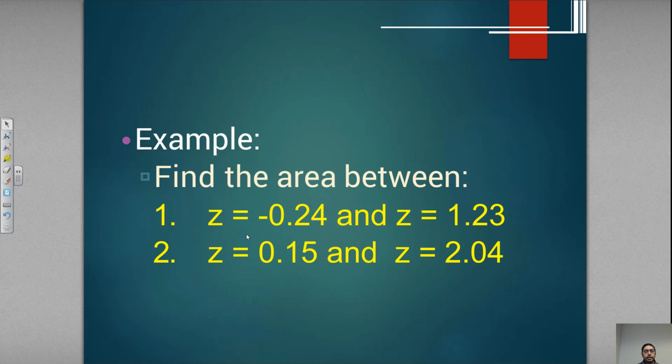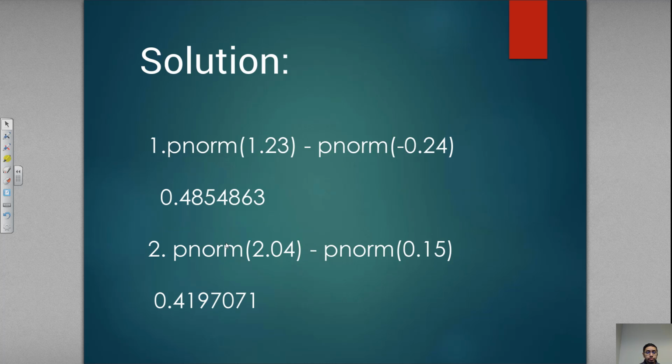Now we deal with another example. Let's find the area between z equal to negative 0.24 and z equal to 1.23, and the second problem is to calculate the area from 0.15 to 2.04. How do we calculate this? The solution is simple. In R, we write pnorm(1.23) minus pnorm(-0.24). pnorm(1.23) calculates the area from minus infinity to 1.23, and pnorm(-0.24) does the same from minus infinity to negative 0.24. If I subtract one from the other, I get the probability in between. That's 0.48. Similarly, we do the same thing here, and the probability is 0.42.